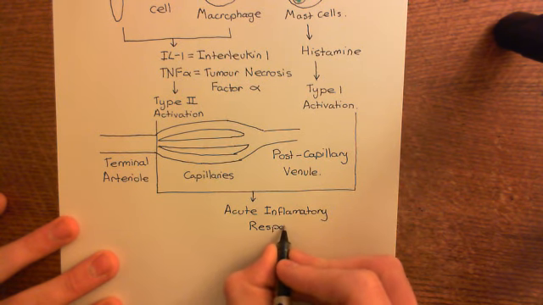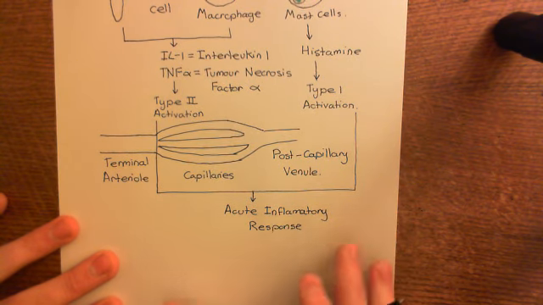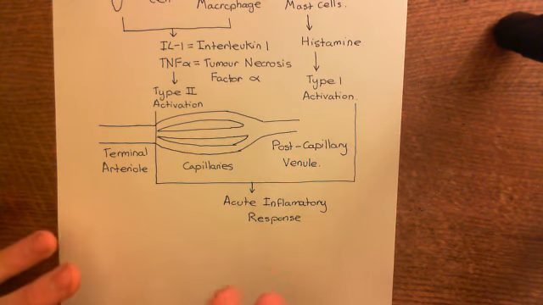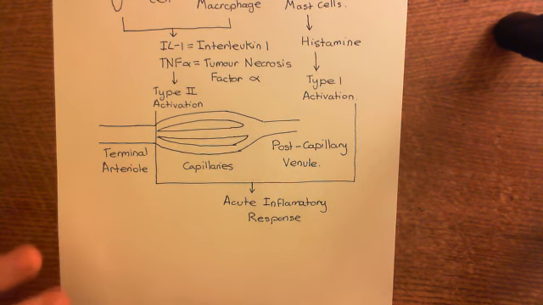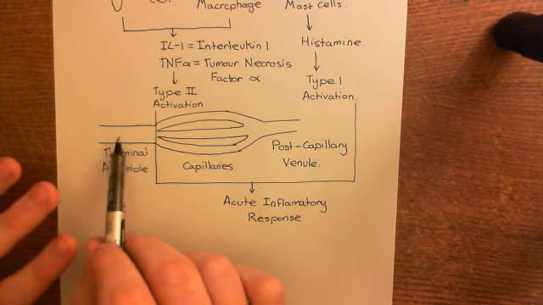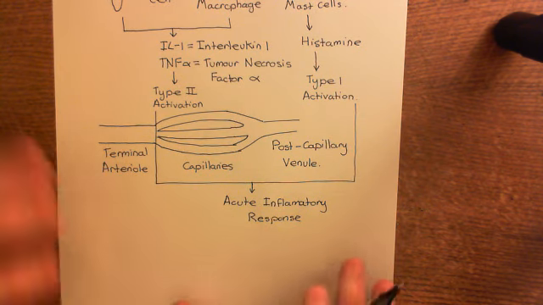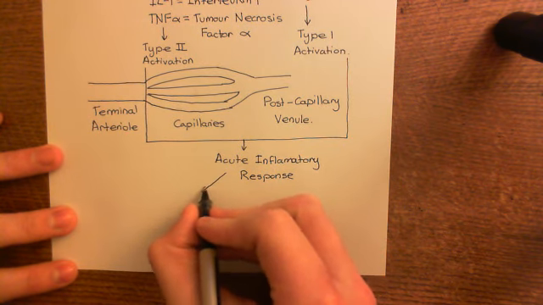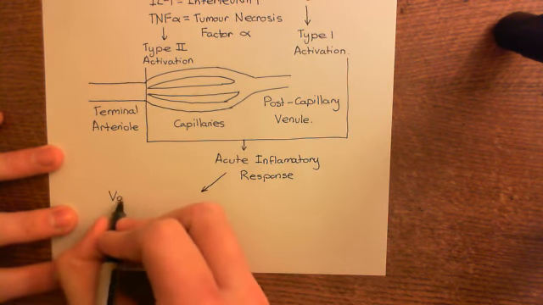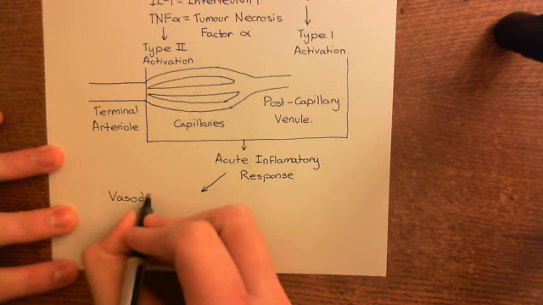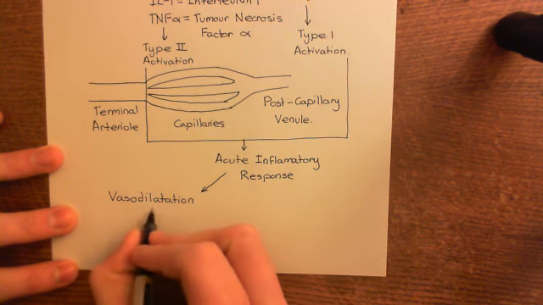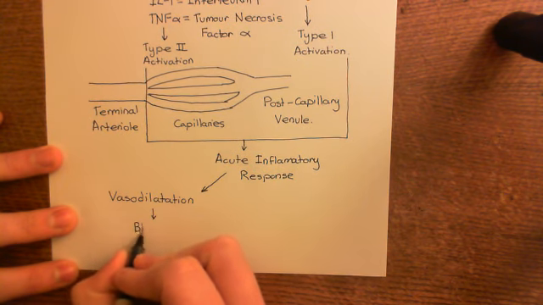Okay, so the smooth muscle cells which line the terminal arterioles are going to relax, and that means the rings of smooth muscle cells are going to dilatate, and this is going to cause dilatation of the lumen of the terminal arteriole, which is going to cause an increased blood flow to the synovium. Okay, so you're going to get vasodilatation, which is going to lead to increased blood flow to the affected area. Okay, so vasodilatation, and this leads to blood flow going up.